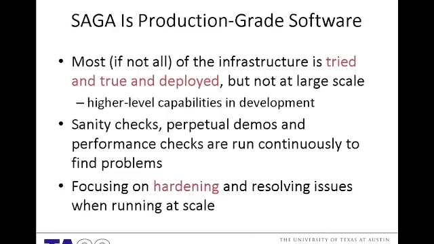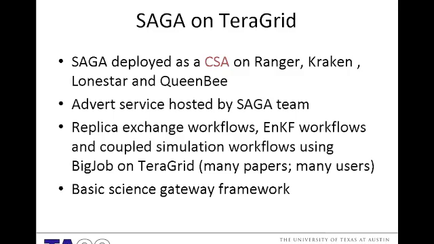It has been deployed on TeraGrid and as a CSA. It is production-grade software, but it hasn't been tested on the large scale that we want to run it on. We need to obviously perform a lot of sanity checks. Perpetual demos are constantly running. They monitor performance, and they continuously find problems that the Saga team identifies and fixes. And what we're working on is hardening and resolving issues while running at large scale.